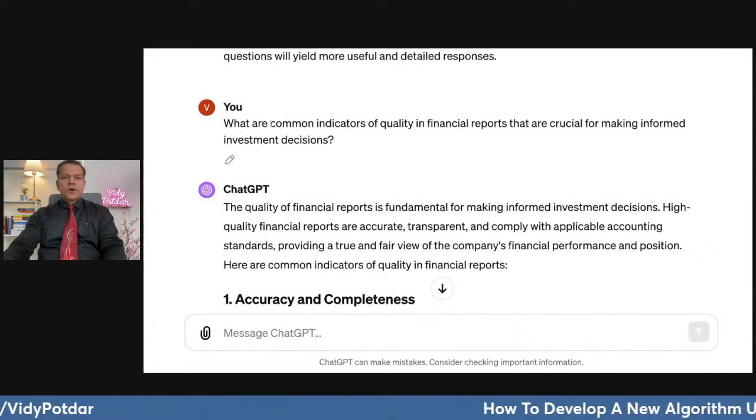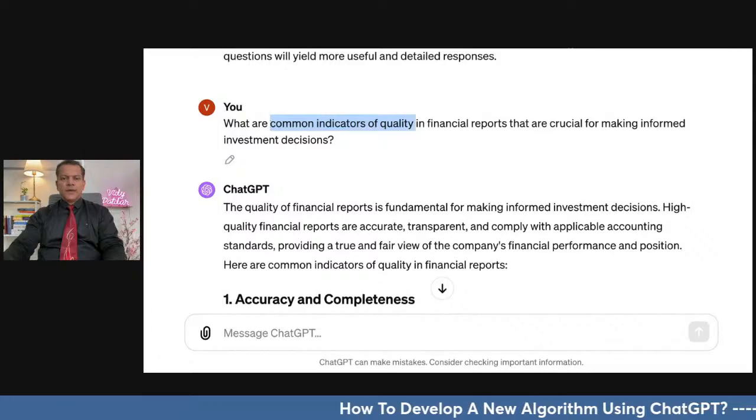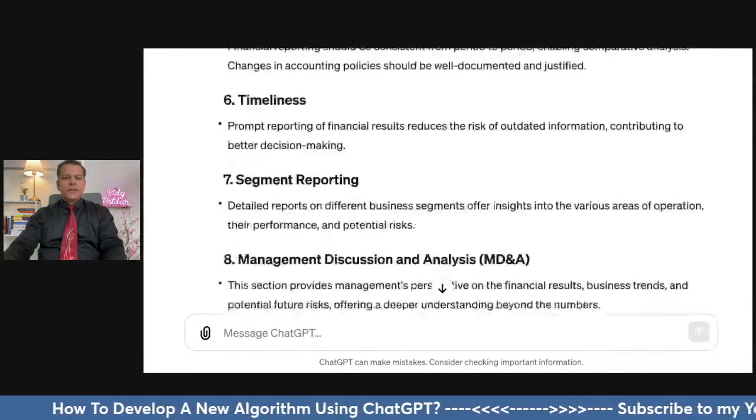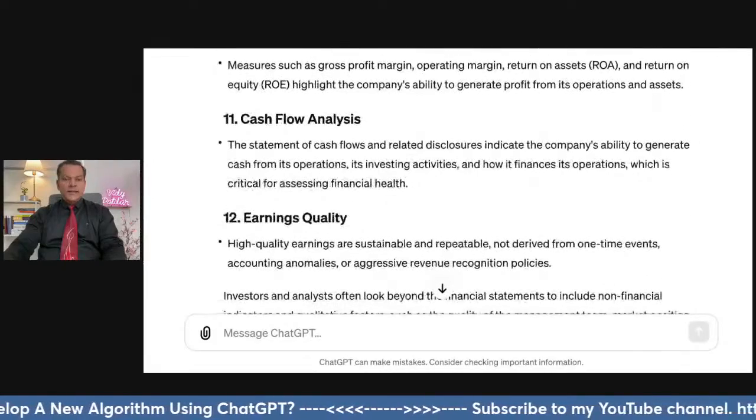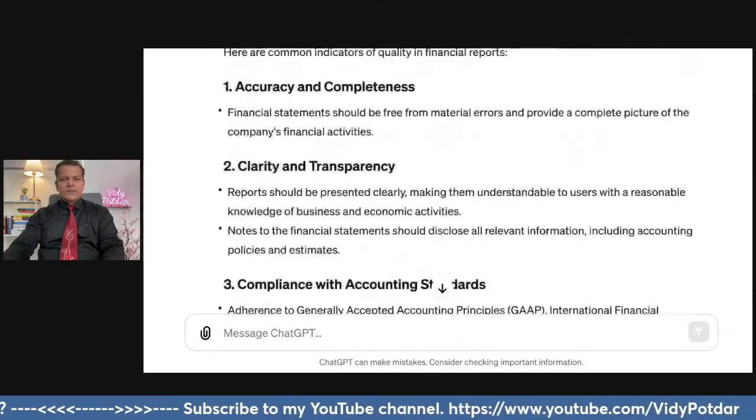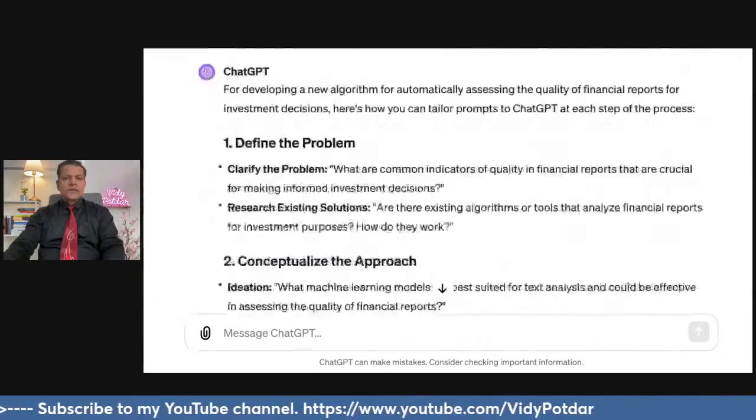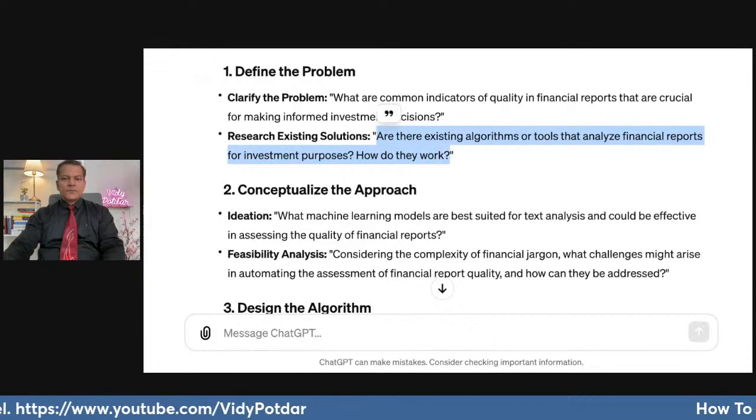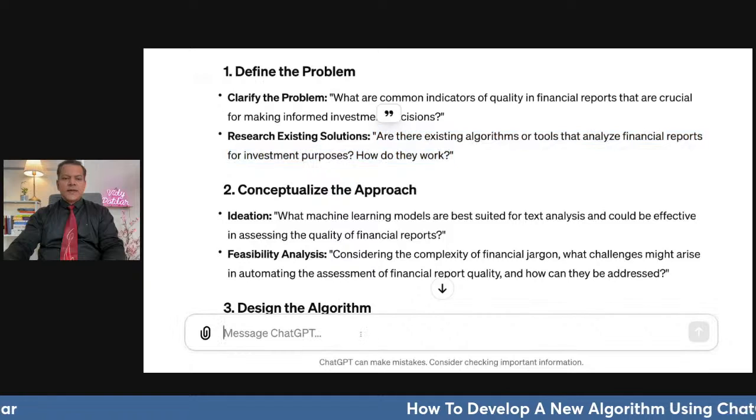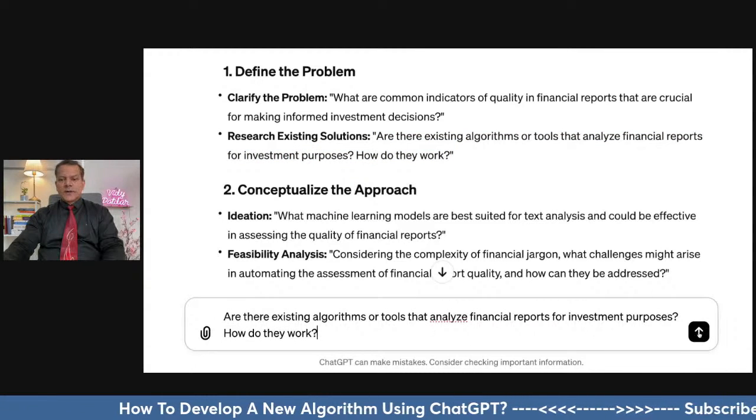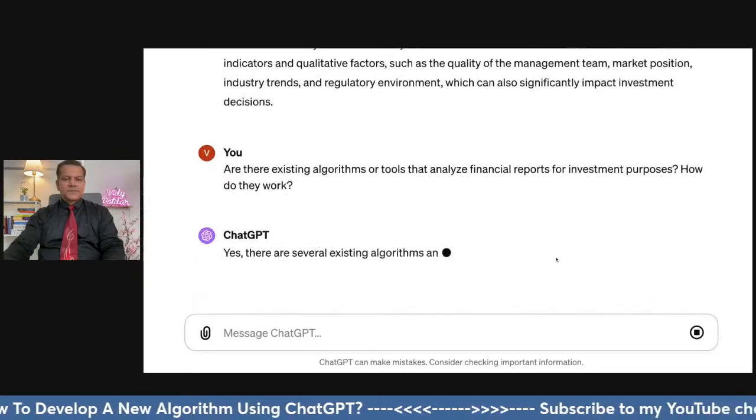So the question was, what are the common indicators of quality in financial reports? So these 12 points, they are the quality indicators. So the algorithm should be designed so that these 12 things could be identified, right? Now let's see the next thing. The next prompt was, are there existing algorithms or tools that analyze financial reports for investment purposes, and how do they work? Let's see the answer to this.